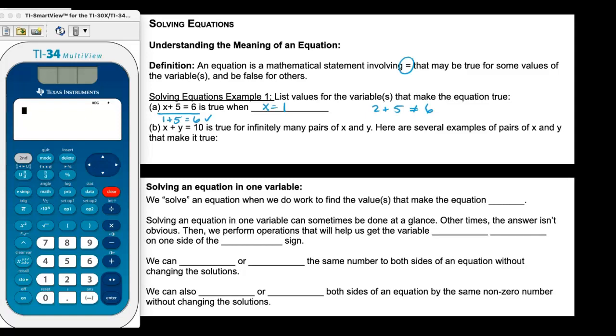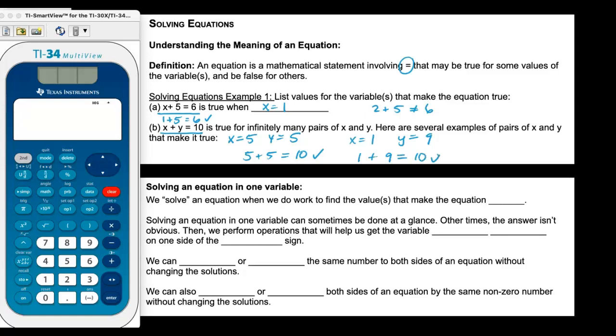With the equation in part B, x plus y equals 10, this is a little different because there are many numbers, actually infinitely many pairs for x and y, that you could plug in that would work. So for example, maybe x is 5 and y is 5. If I do 5 plus 5, I get 10. So that works. Let's say x is 1 and y is 9. So 1 plus 9 equals 10.